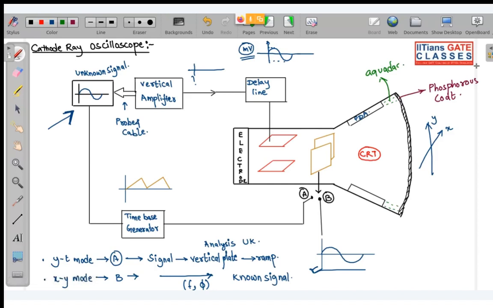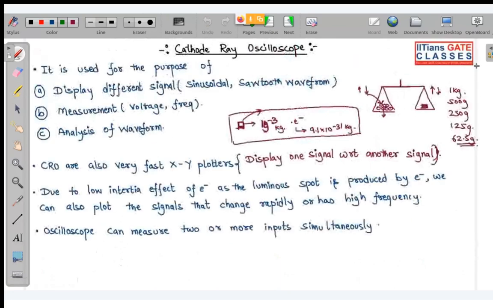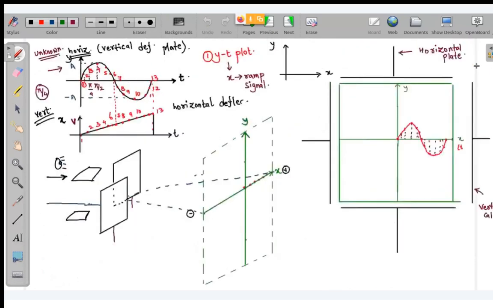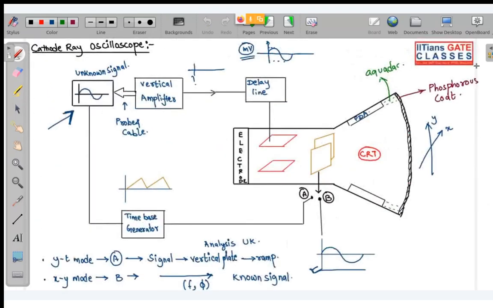All these points do we need to write? Yes, so we need to write this. CRO is an image plotter. I think I have shared this in the first slide, so I have already said, no need to write that. YT plot is amplitude versus time. YT mode is used for, this you have to write.